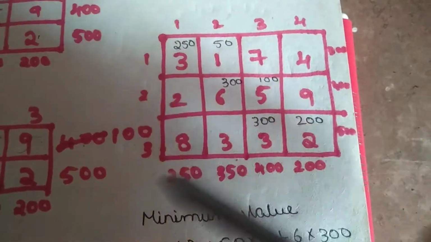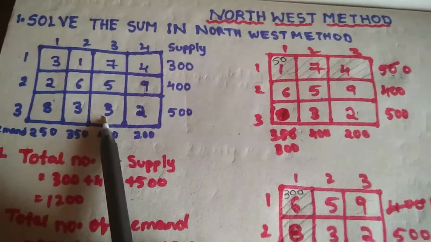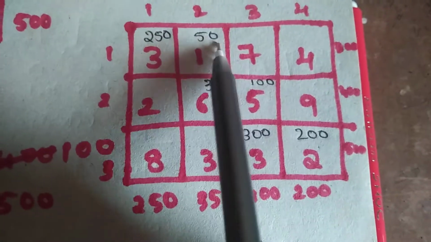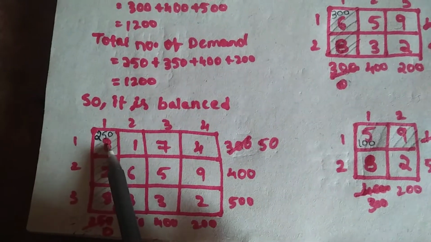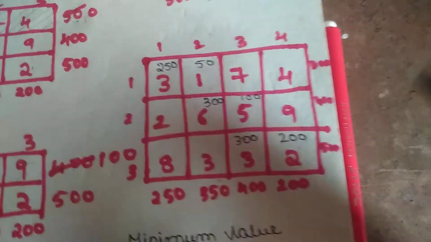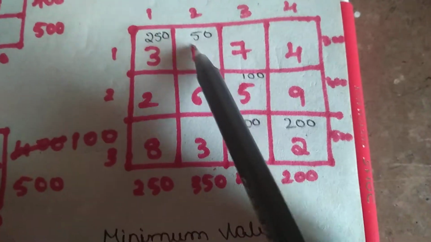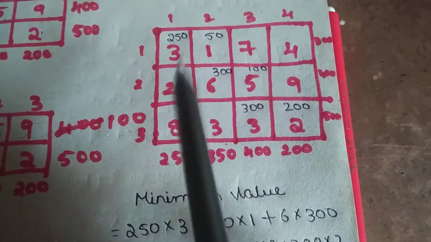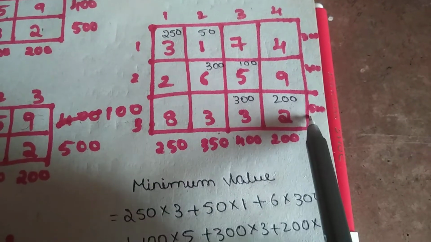Now again we draw this complete box, meaning we write this complete question again at the end, and we write those values which we cancelled. At every stage we cancelled: here 250, here 50, 300, 100, and 300 and 200. Those we write in these boxes.